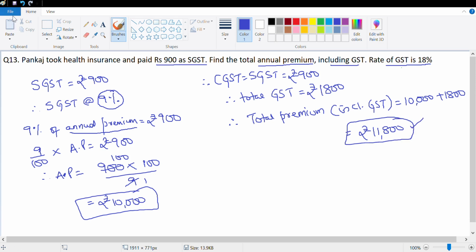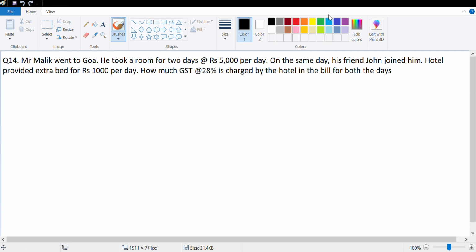The next question that we do is question number 14. It says Mr. Malik went to Goa. He took a room for 2 days at the rate of rupees 5,000 per day. On the same day, his friend John joined him. The hotel provided an extra bed for rupees 1,000 per day. How much GST at the rate of 28% is charged by the hotel for both the days put together?